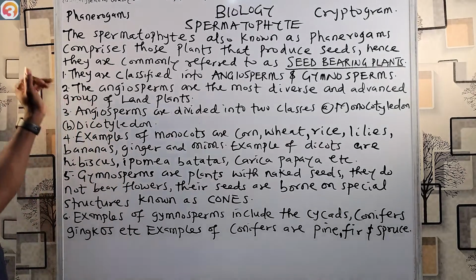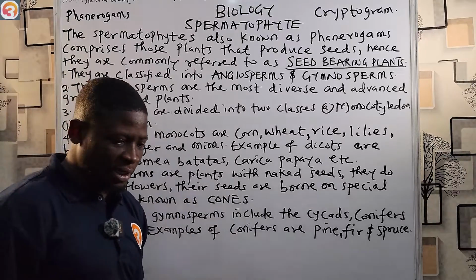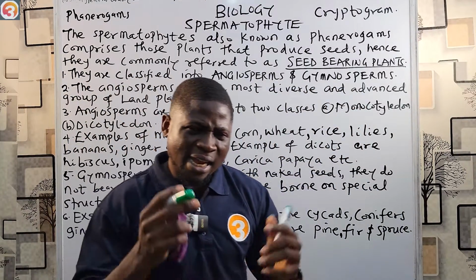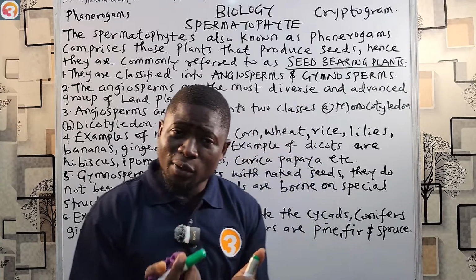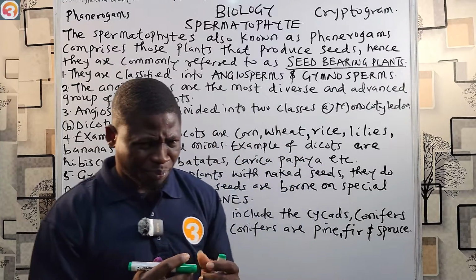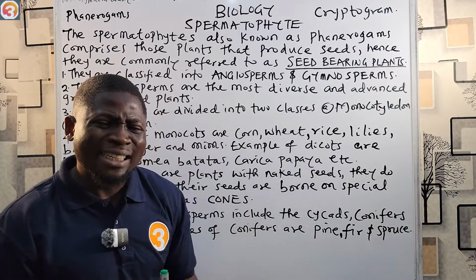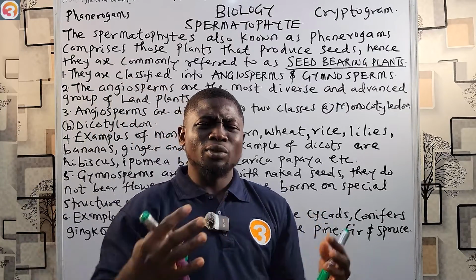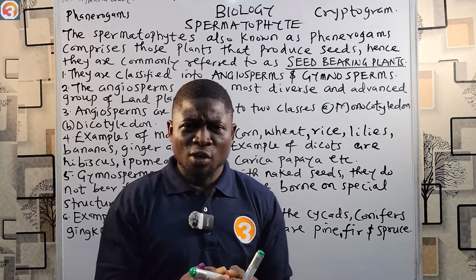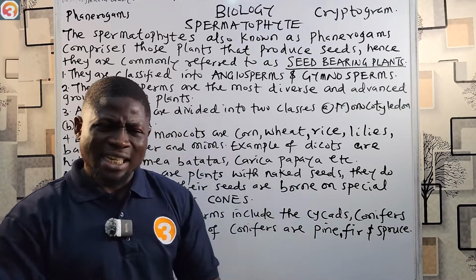All right. Now, the Angiosperms are the most diverse and advanced group of land plants. And again, the Angiosperms, they are vascular, right? Already you know that they are vascular, and of course they are seed-bearing. And their body parts are differentiated into distinct parts. They are like the root, the stem, the leaves, and so on and so forth. They are seed-bearing. They are vascular.